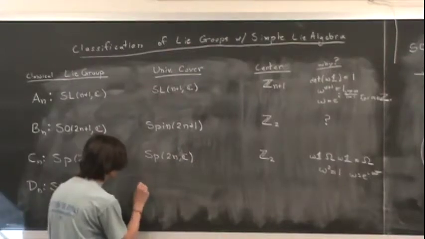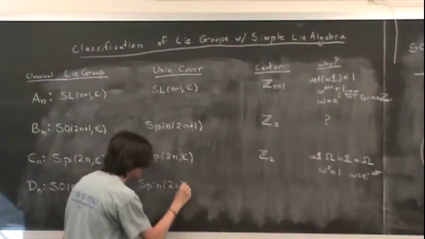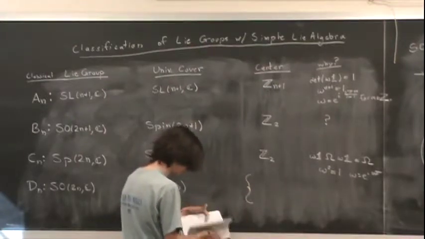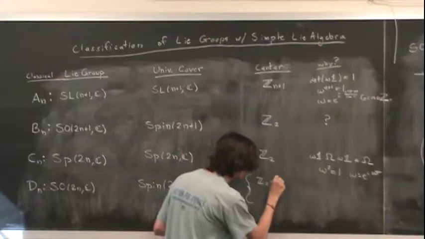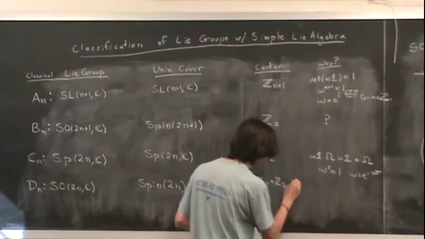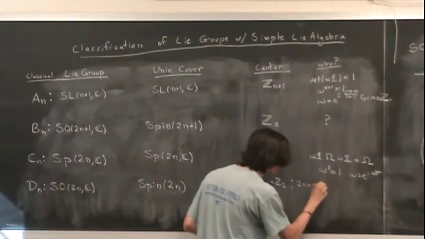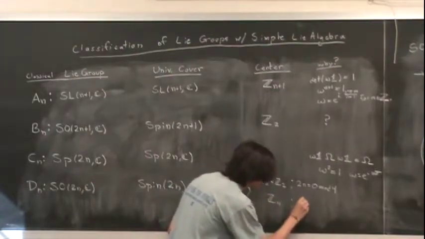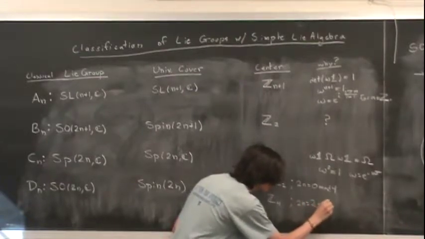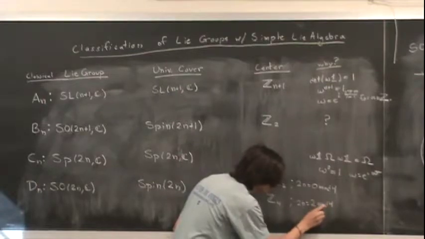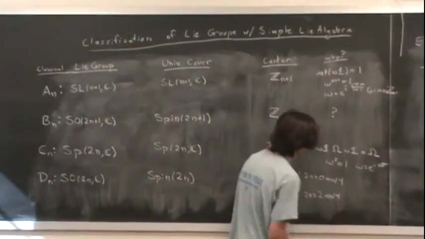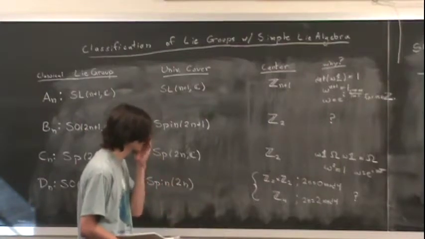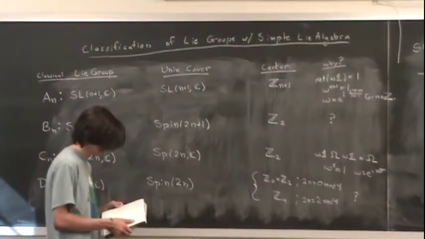Turns out that its universal cover is Spin(2n). And it can have two different centers. The first one is Z2 cross Z2 if 2n is equal to 0 mod 4, and it's Z4 if 2n is equal to 2 mod 4. Again, I haven't shown this for myself, so I don't necessarily know how well it would show, but it gives some idea. Regardless, I'm not quite as familiar with these spin groups.